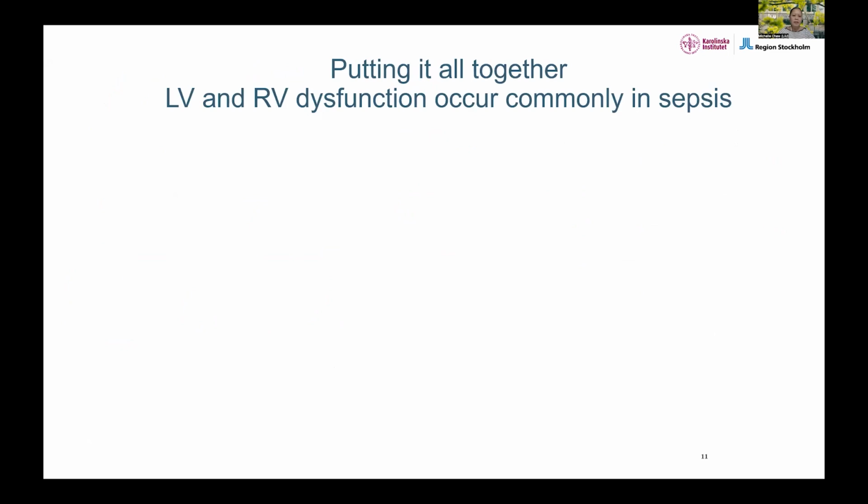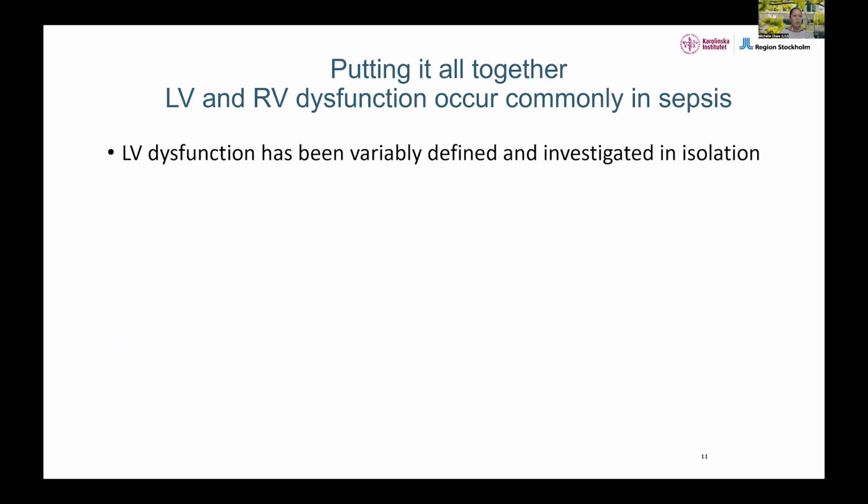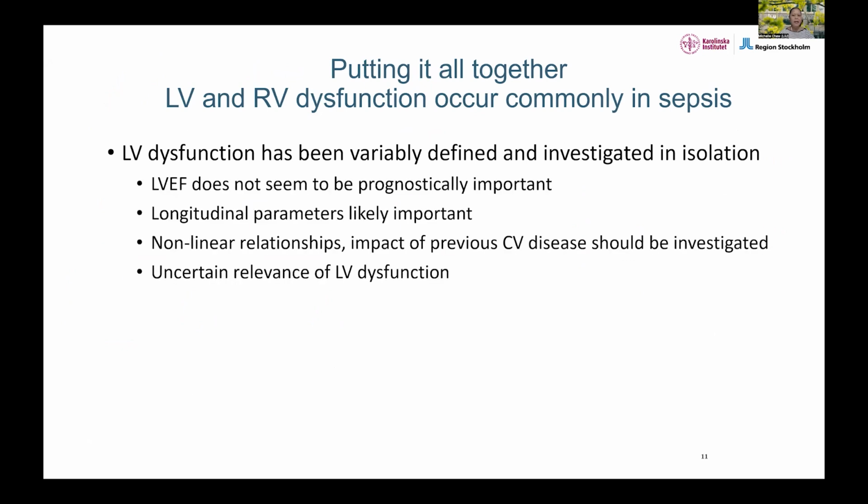So just to put it all together, I can say that right ventricular and left ventricular dysfunction do occur commonly in sepsis and septic shock. We know from previous studies that they have been variably defined and usually investigated in isolation. Earlier studies showed that LVEF does not seem to be prognostically important, but perhaps we have been barking up the wrong tree by considering LVEF as a linear parameter. In fact, there may be non-linear relationships where both ends of the spectrum do impact on clinically important outcomes.